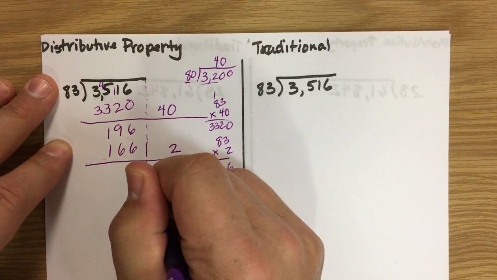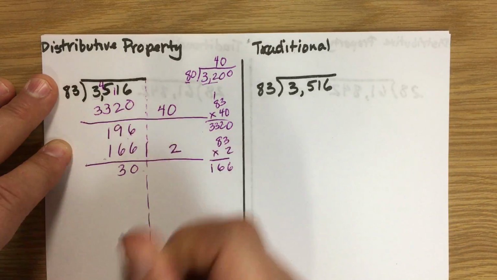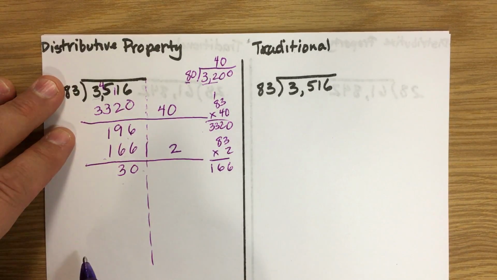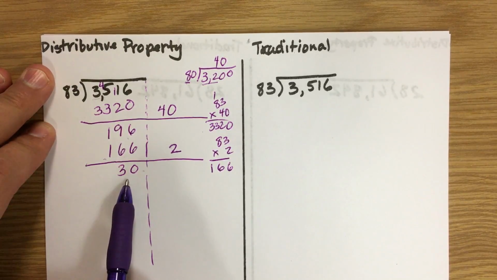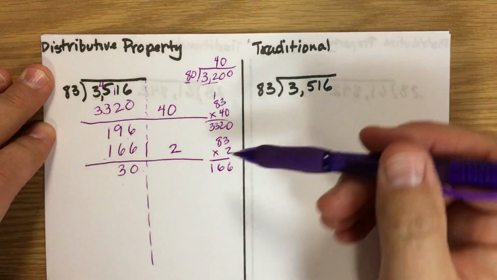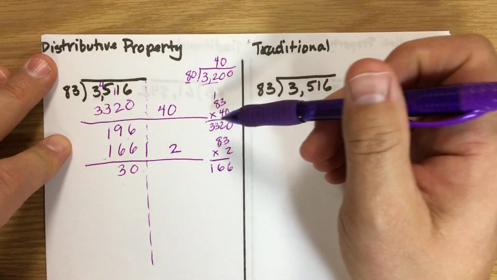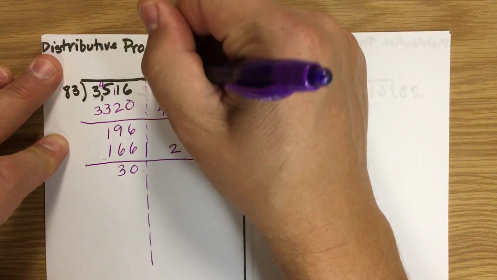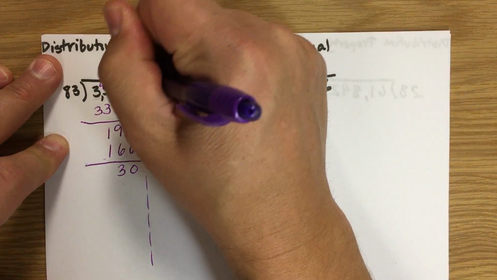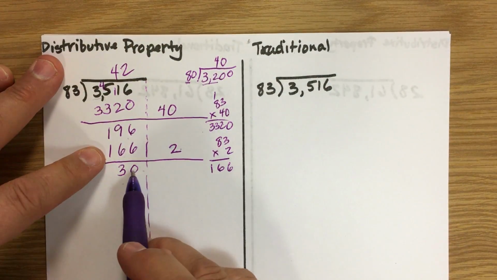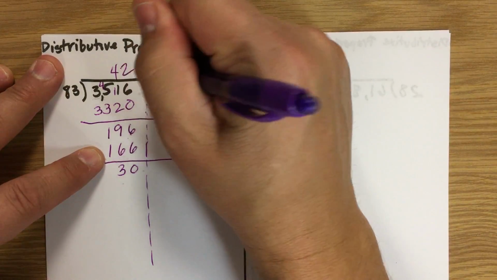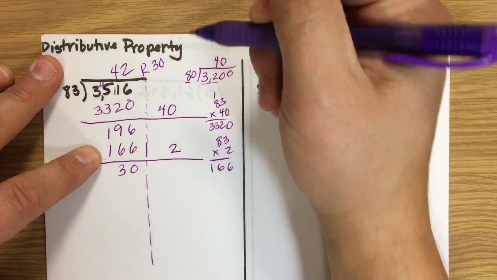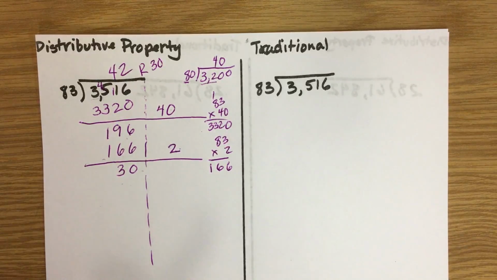And I subtract. And it looks like I'm going to have 30 left, and 83 can no longer fit into 30, so I'm actually done with my partial quotients. My partial quotients are 40 and 2, so I just add them together. So I'm going to get 42 with a remainder of 30. There you go.